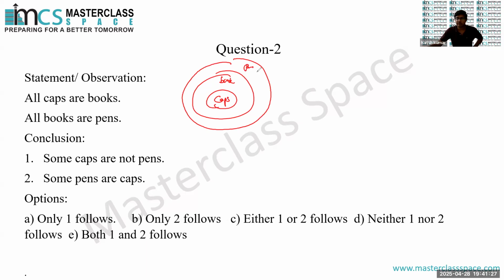No, all the caps are pens, right? There is no cap which is outside pen. So this is a wrong statement. Some pens are caps, of course, right? So this is the common area. So all these pens and caps are the same. So the second is true. So option B, only 2 follows, correct.